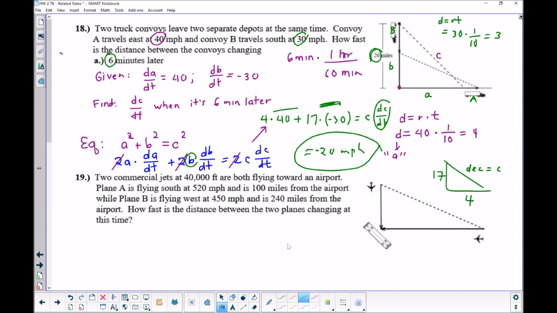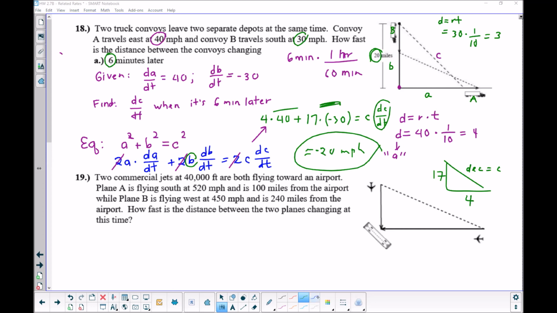So again, I'm going to look through the chat to see if there's anything going on. Can I repeat? Gosh, which part? I haven't been paying attention to the chat. Oh, the answer. Negative 20 miles per hour.